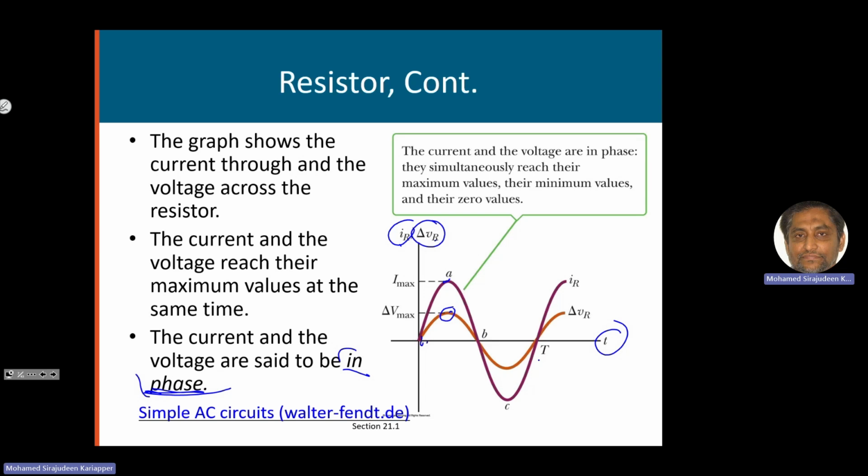The current and the voltage reach their maximum value at the same time, go to 0 at the same time, and so on. Thus we say the current and the voltage are in phase. Note this word. Okay.